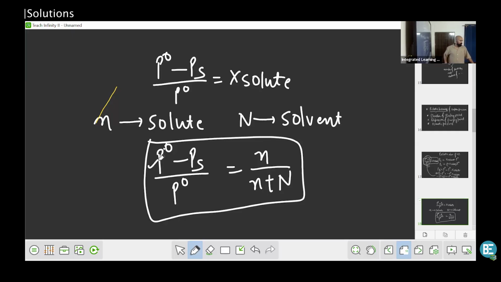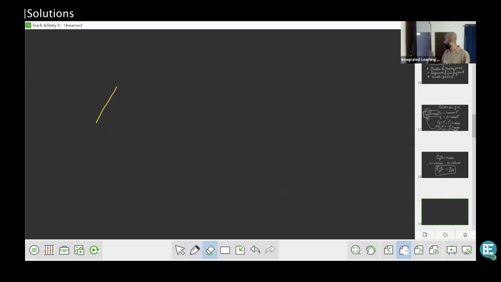Vapor pressure of an aqueous solution of glucose is 700 mmHg. What is the mole fraction of glucose?